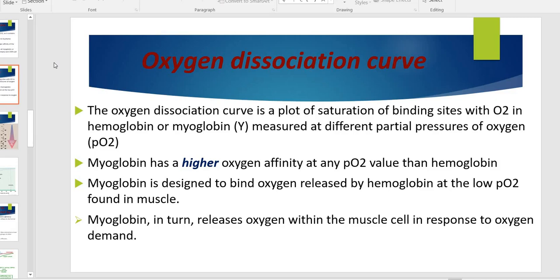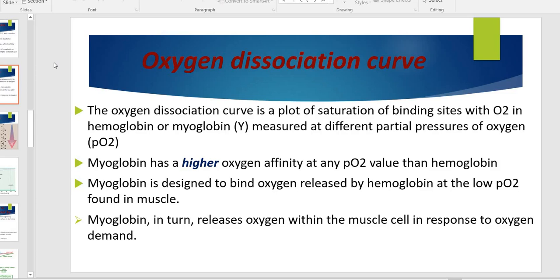Myoglobin has a higher oxygen affinity at any PO2 value than hemoglobin. What is the meaning of higher affinity? This is the ability of myoglobin to bind with oxygen. So myoglobin is able to bind with oxygen released by hemoglobin at even very low pressure of oxygen found in the muscle, and in turn myoglobin releases oxygen within the muscle in response to oxygen demand.